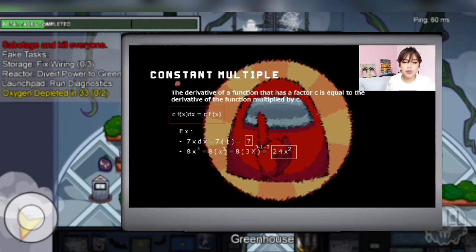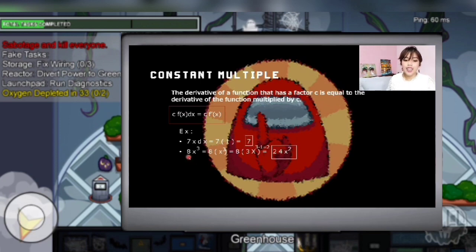Now our fourth basic rule is the constant multiple rule. The derivative of a function that has a factor c is equal to the derivative of the function multiplied by c. So c multiplied by f of x is equal to the derivative of f of x multiplied by c. For you to further understand it, here is an example. d/dx of 7x. So in our first example, which is d/dx of 7x, we are going to apply the identity rule, where d/dx of x is equal to 1. So 7 times 1 is 7.